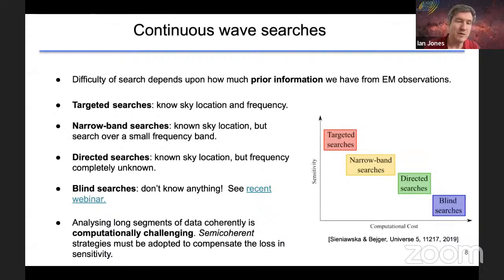Then the most difficult sorts of searches that we'll talk about today are the so-called directed searches. This is where we know a sky location, but we haven't got any idea what sort of frequency we should look at. So we have to search over a frequency band of order hundreds of hertz. And these are very computationally costly indeed. Then the last sort of search that we won't talk about today are so-called blind searches, where we know nothing.